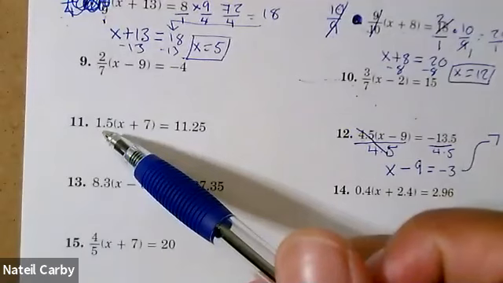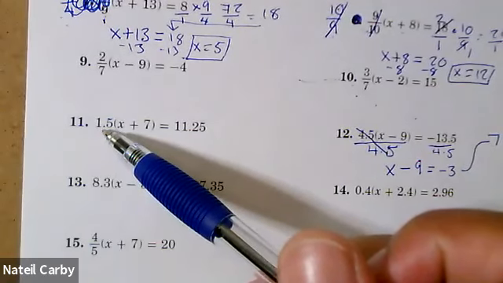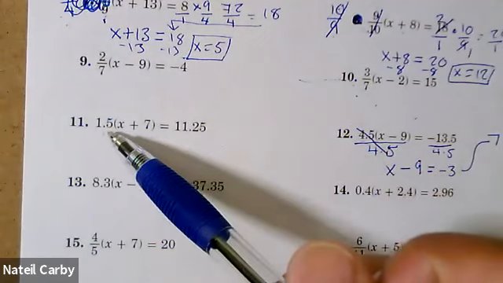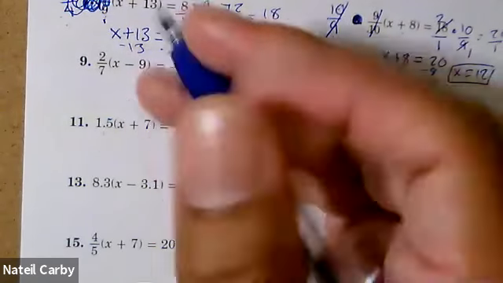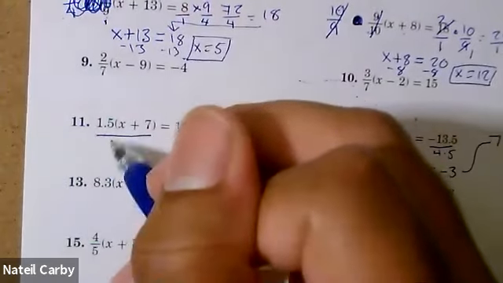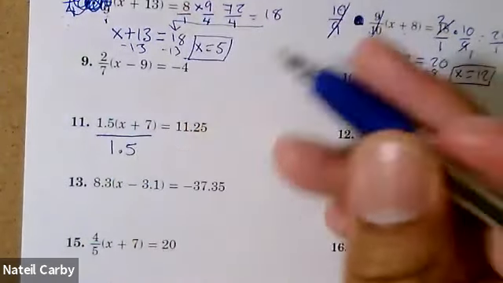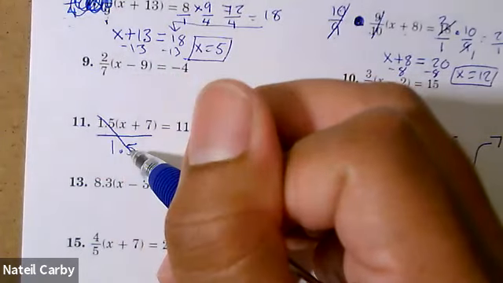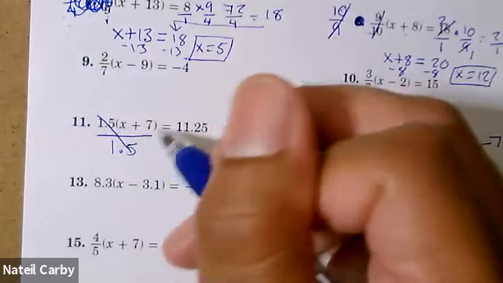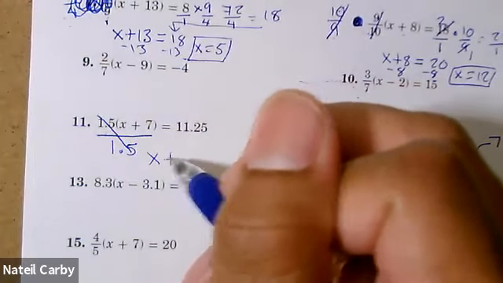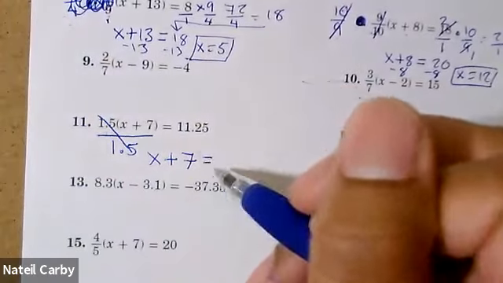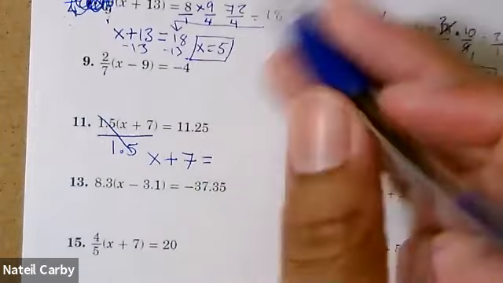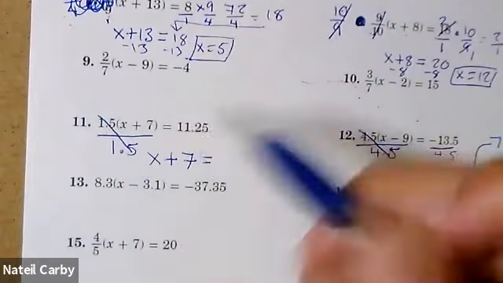Same thing here for number 11. You got the decimal, just like we did over here. Divide by the decimal, the whole left side. 1.5 divided by 1.5 is 1. So then you're just left with x plus 7. Remember to divide the 1.5 into both.